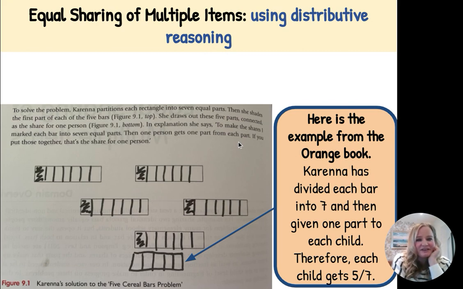So Karena divided each bar into 7 and then given 1 part to each child. So she had the original 5 bars shared between 7, and so what she's ended up with is each child getting 5/7.